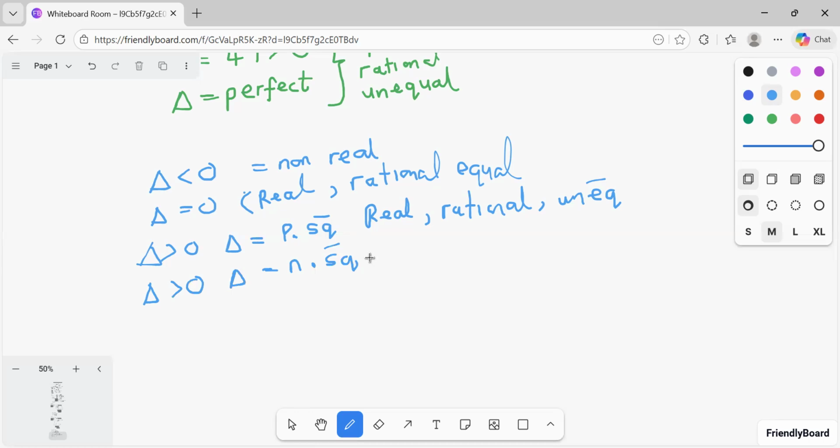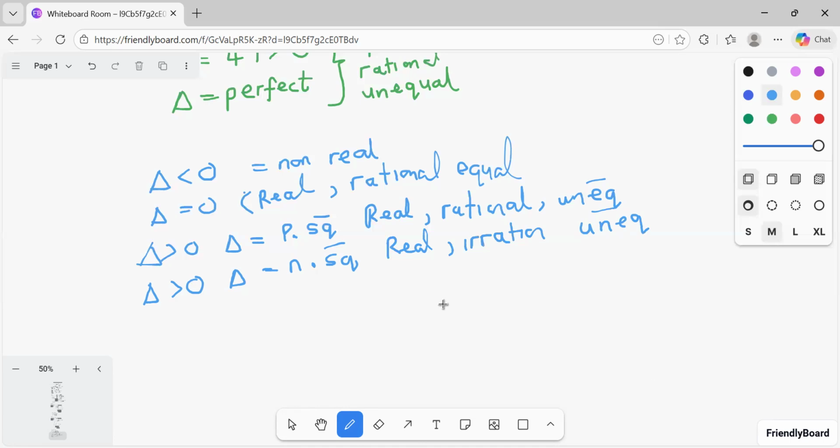So what does that mean? It means the nature of roots are real and irrational, because it's a non-perfect square, so it's going to be irrational. And then the roots are going to be unequal. Okay, that's basically it.